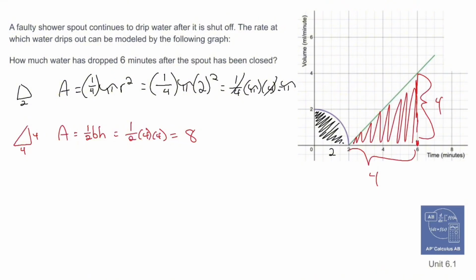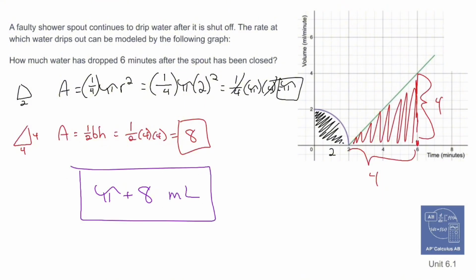So what we're looking at is if you add the black and if you add the red, you will get pi plus 8. So 11.14 something, blah, blah. So we'll just say pi plus 8 to be more precise. Pi plus 8 milliliters. And that's going to be our guy. Yay.